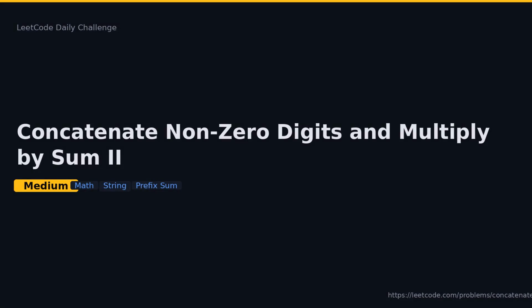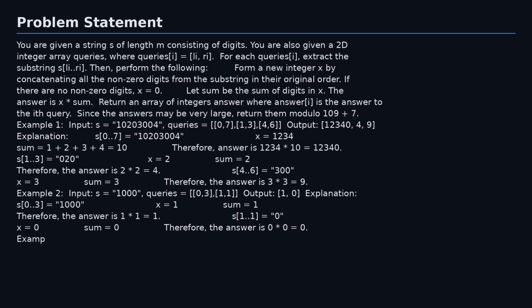Today we're going to solve a problem on LeetCode called concatenate non-zero digits and multiply by sum 2, which is a medium-level problem. I'll break down the solution step by step. So let's get started. The problem gives us a string and a set of queries.